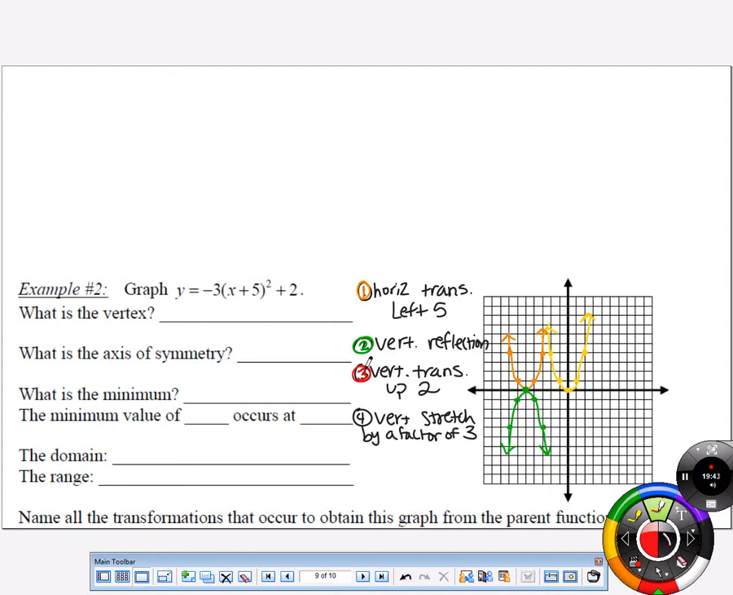Then I'm going to go with this vertical translation up 2. So I'm going to take every point on my graph, and I'm going to move it up 2 units.